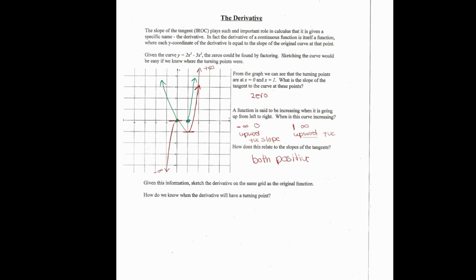Given the information, we've already started to sketch it, but now we need to know where the derivative will have a turning point. So we know something has to be happening around here to make that parabolic shape. Now we just need to figure out what that is. Let's see if I can get rid of that. There we go. And so we need to figure out where the turning point is going to be. And that turning point is where the slope changes direction. So where does the slope change direction?